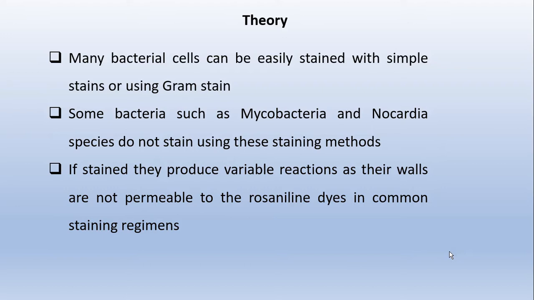Many bacterial cells can be easily stained with simple stains such as Gram stain. However, some bacteria such as Mycobacteria and some Nocardia species do not stain using these simple staining methods. If stained, they produce variable reactions as their cell walls are not permeable to the rosaniline dyes in common staining regimens. That means the cell walls of Mycobacteria and Nocardia species are not permeable to the normal dyes.